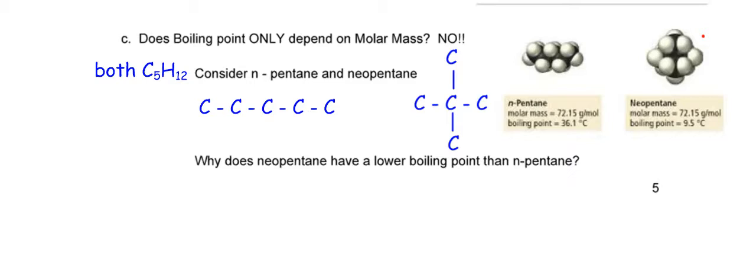But is their boiling point identical? And the answer is no, it's not. Look at this. Normal pentane has a higher boiling point than this neopentane. So it's not solely about molar mass and electrons, is it? So what's the biggest difference between normal pentane and neopentane? If you look at it, neopentane right here has 2 branches.